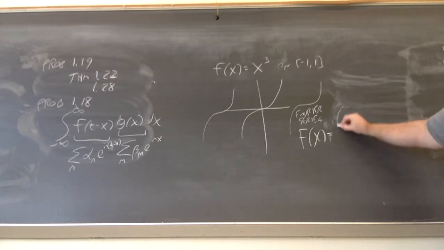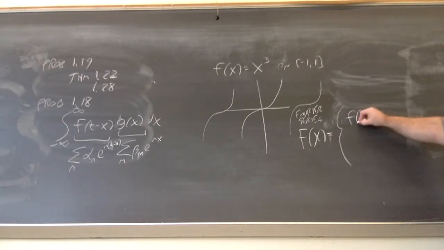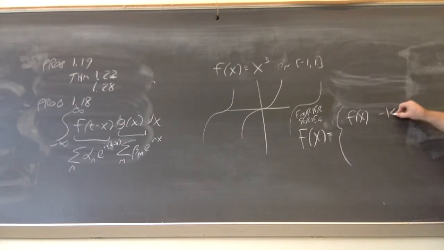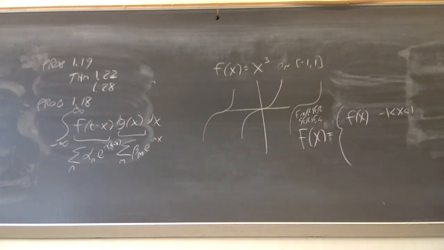Okay. So you can say that it's equal to the function itself for x between -1 and 1, excluding the endpoints, because the 2-periodic extension is continuous in the interior of the interval. So there's a jump discontinuity at ±1. So at x equal to ±1, can anyone tell me what the Fourier series will converge to?